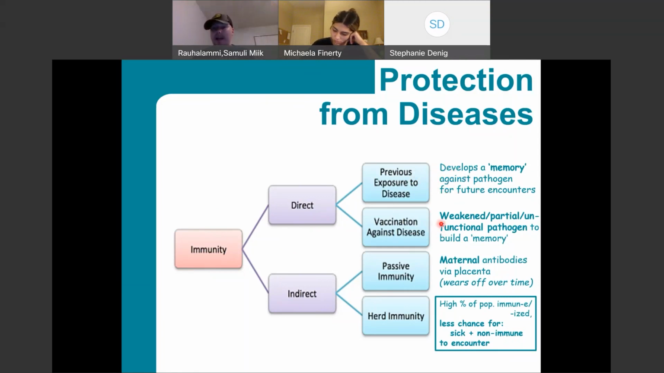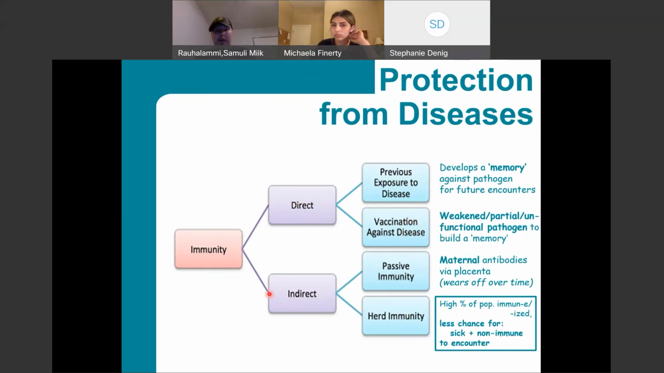We can also help you to build that memory by giving you a little bit of that pathogen, but we have made that pathogen pretty weak, or we have only given you a section of that pathogen, or it's unfunctional. These are all different kinds of vaccines that we have. So not all vaccines are alike. Some of them are live virus. Some of them are dead. Some of them are only part of that virus. Some of them are weakened forms of that virus. So there's many different kinds of vaccines, but vaccination is one way to give you direct protection against immunity without you having to get sick.